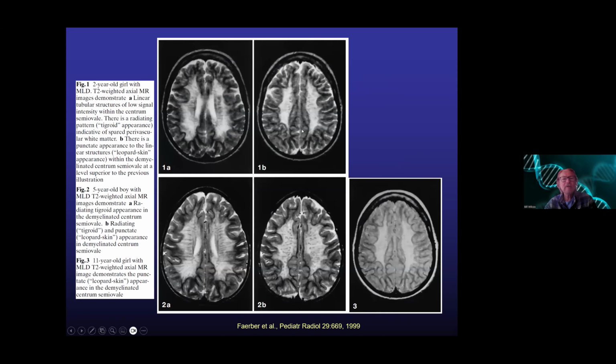So here's what you see on an MRI, and you may notice this kind of tiger striped appearance or this leopard spotted appearance, like here in the white matter and here. This is characteristic of this disease when you see it.